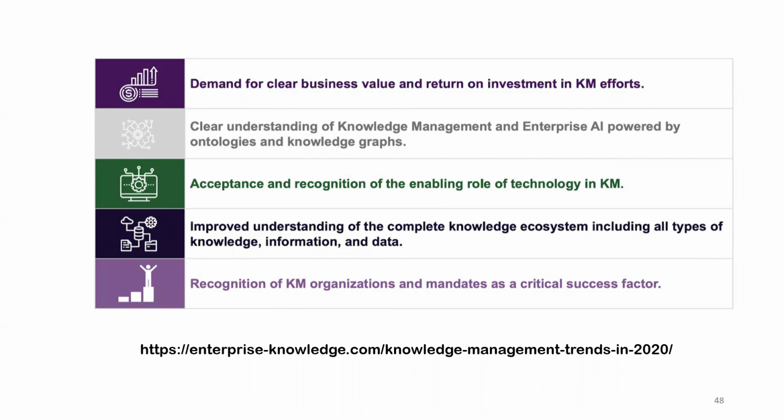And then acceptance and recognition of the enabling role of technology in knowledge management, okay, and improved understanding about the knowledge ecosystem, with all types of knowledge, information, and data. With a lot of disruptive technology going on, the ecosystem now has to be defined very clearly in that context, okay. And then recognize the knowledge management organization and mandate as a critical success factor. So a learning organization is built up from organizational learning tools and a good innovation culture, then you can establish a learning organization. One example that research identifies as a learning organization is the Google company. Okay, that's an example. All right.